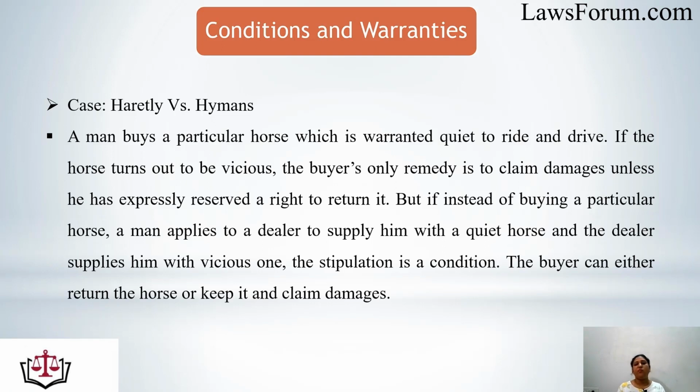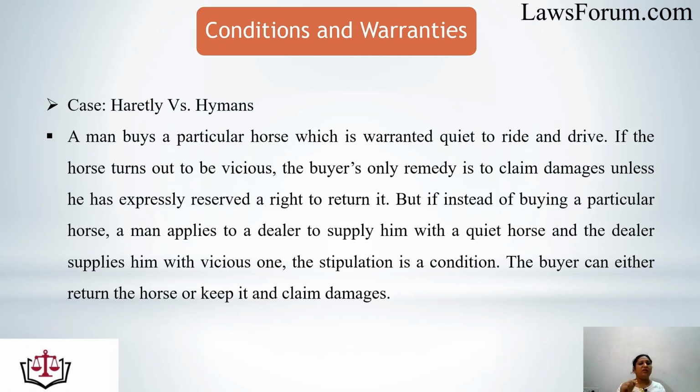But if instead of buying a particular horse, a man applies to a dealer to supply him with a quiet horse, that means he had made a condition that he needs only a quiet horse, and the dealer supplies him with a vicious one, the stipulation is a condition. That means if there was a condition posed by the buyer at the time of the purchase of a horse that he needs only a quiet horse, in that case, if this condition is not fulfilled, the contract can be repudiated.